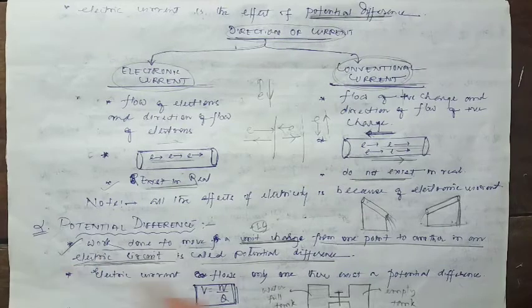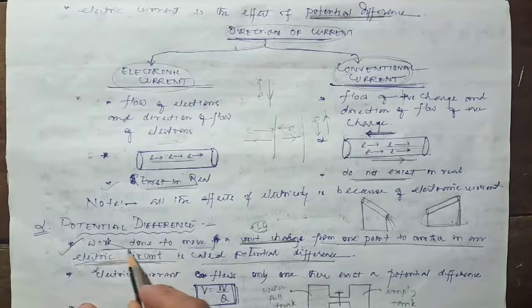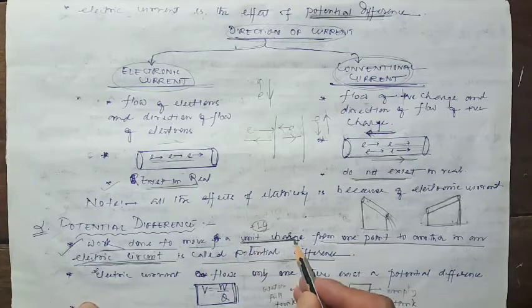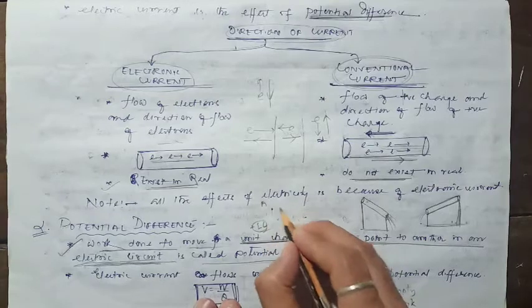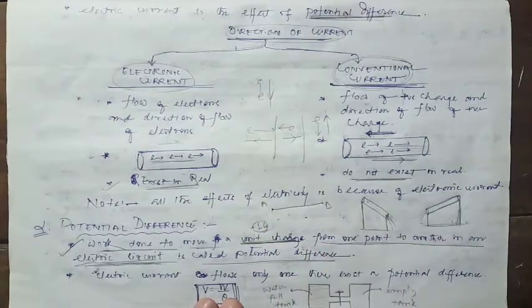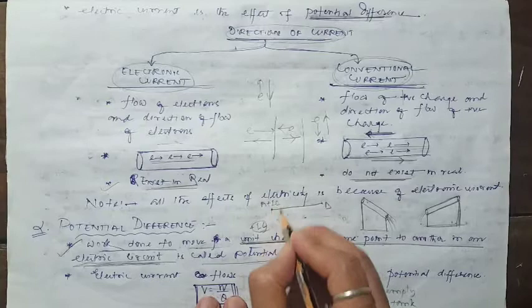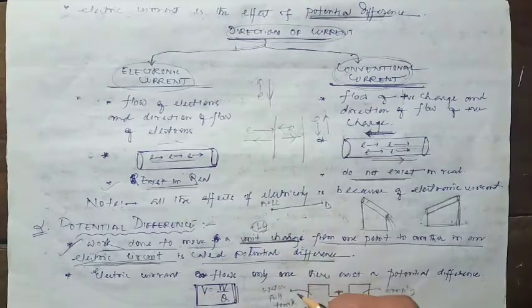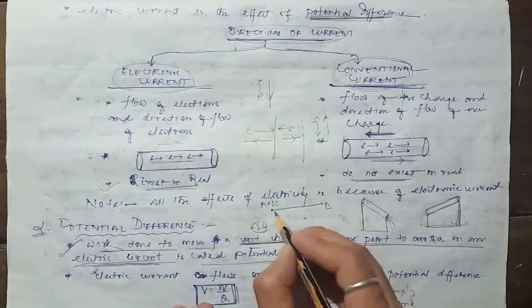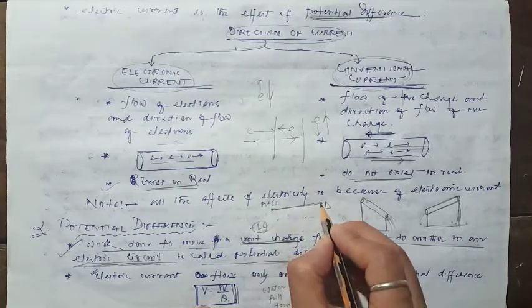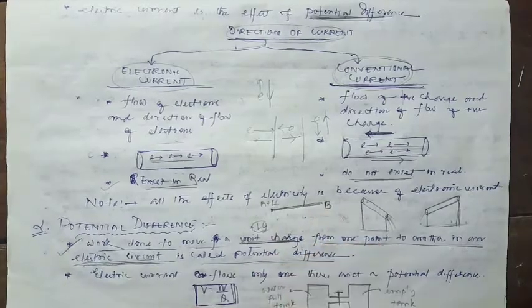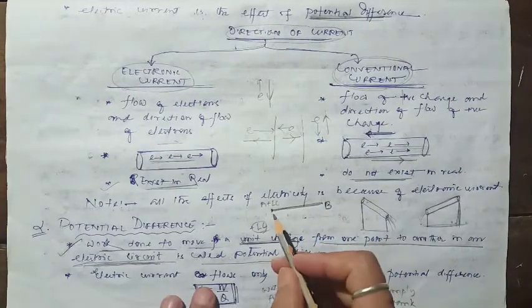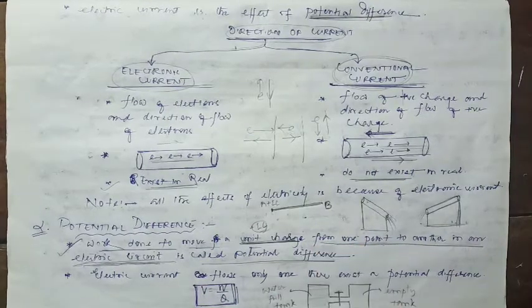Now let's understand what is the meaning of this definition. Work done to move unit charge from one point to another point in electric circuit. Let's say suppose I have point A and this is point B. If I want to move 1 coulomb of charge from point A to point B, I have to spend energy. I have to do the work. The amount of work done or the amount of energy spent to move 1 coulomb charge from point A to point B is called potential difference between point A and B. Students, remember one thing, potential difference exists always between 2 points.